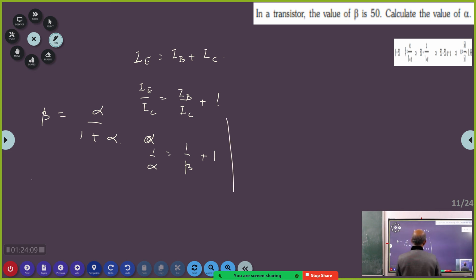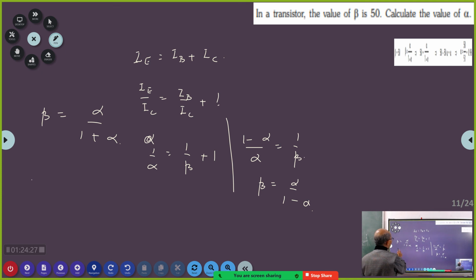So you simplify this. You want it in terms of beta, so you push the 1 here. You get 1 minus alpha divided by alpha is equal to 1 by beta, or beta is equal to alpha divided by 1 minus alpha. So substitute the value of beta. Beta is given as 15, and then you calculate the value of alpha. Got it?